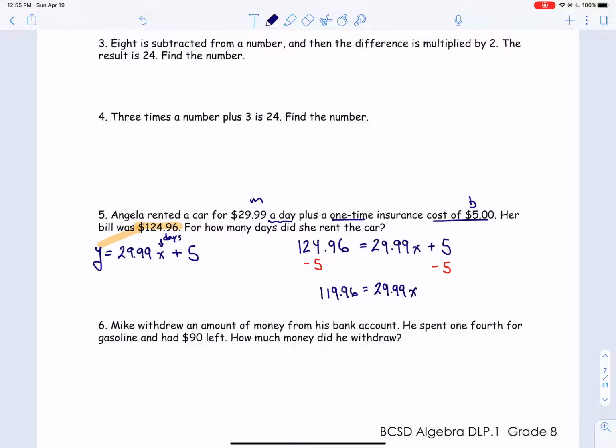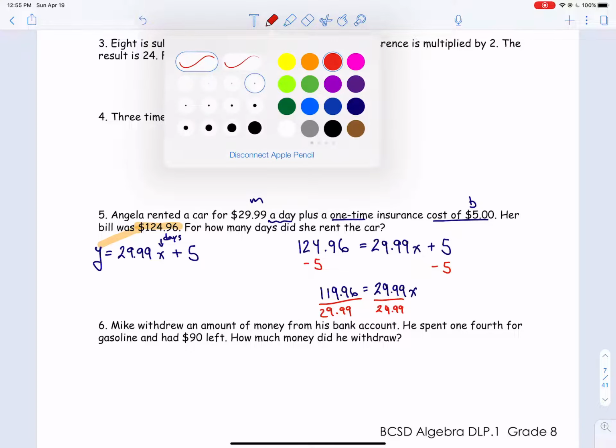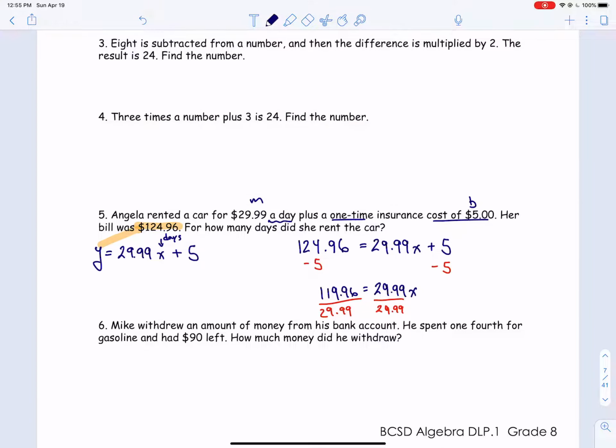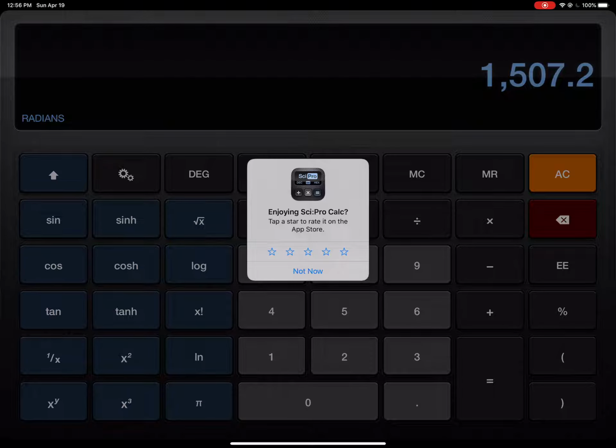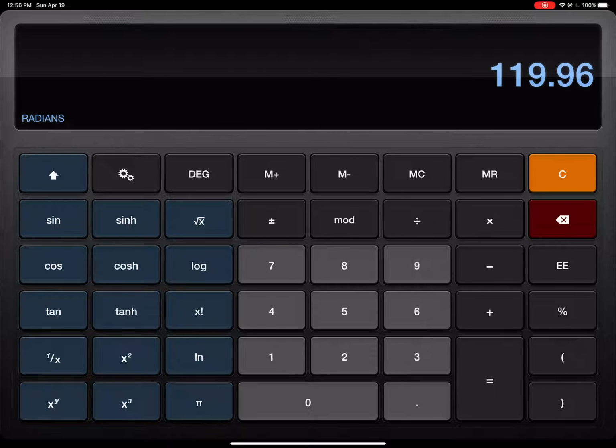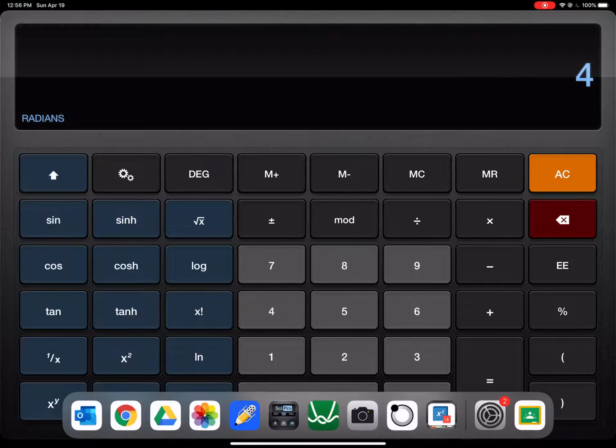Of course, you can use a calculator. Check your work, make sure it's right. The last step is divide both sides by 29.99. We're almost $30, right? So forget about the decimals. It's almost $30. On the left side, it's almost 120. What's 120 divided by 30? That's 4. So I'm thinking x is 4 days. So x equals 4. Okay, but check with the calculator. 119.96 divided by 29.99. And that sure is 4.